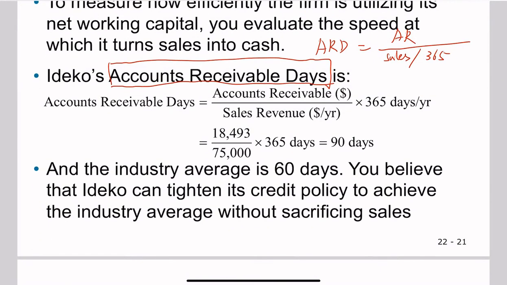And then on the intuitive level, you can see that if you want to use working capital in a more efficient way, you want to reduce the accounts receivable days, right? That basically means you're getting money from your customers faster. So let's see what kind of accounts receivable days this firm Idaco has.